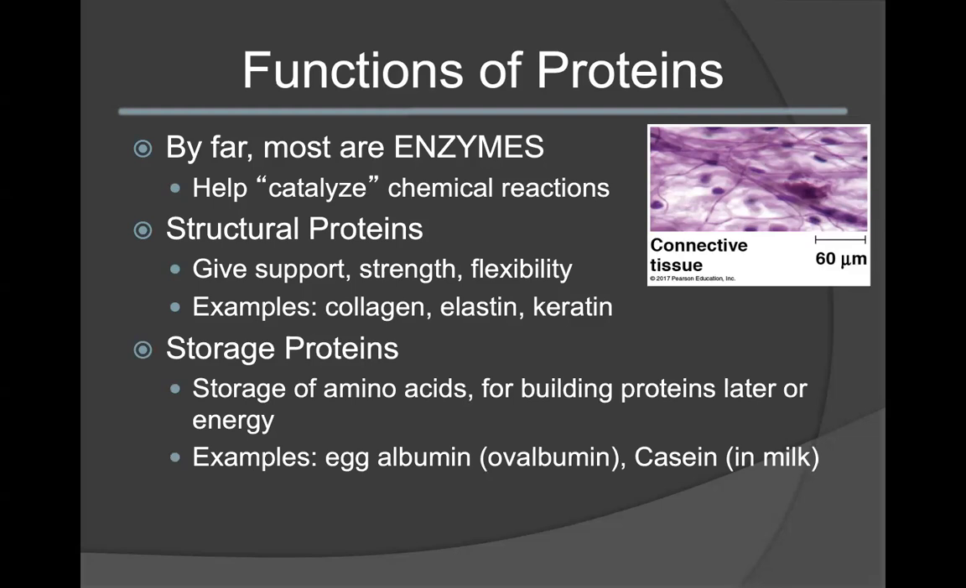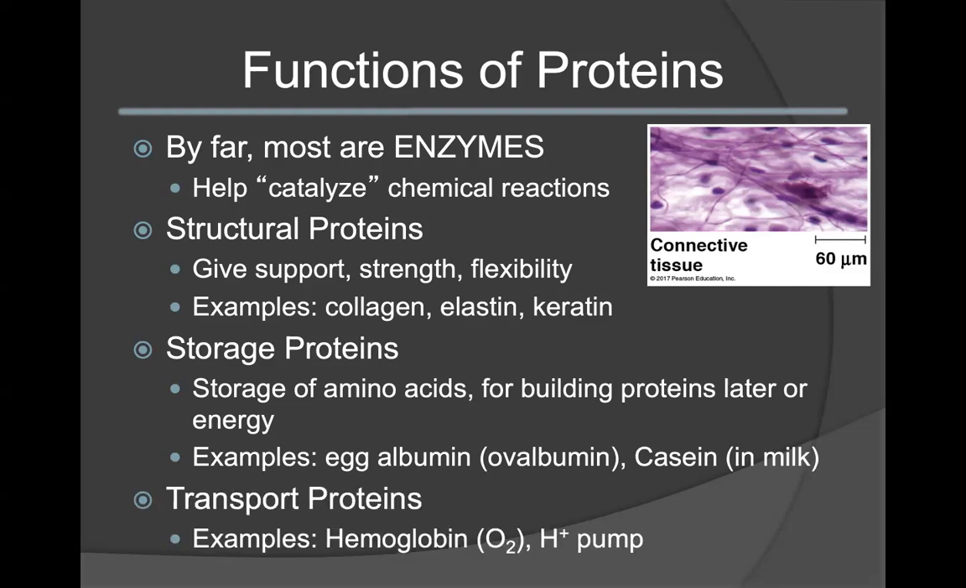You can also have storage proteins, which act as storage forms of various types of amino acids. These are really important in egg development or in casein in breast milk. These provide growing offspring with many different types of amino acids that will then be incorporated into their own proteins.